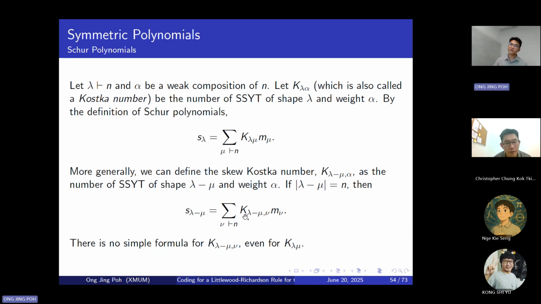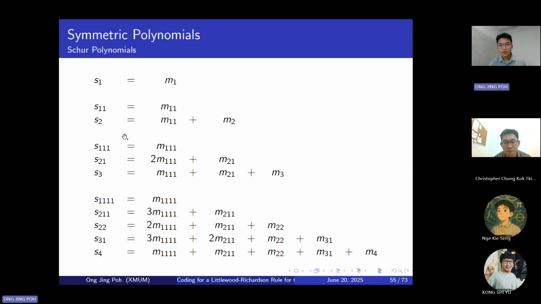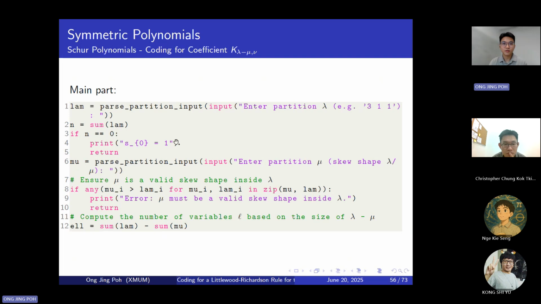And actually, there is no single formula for the Kostka number like M lambda mu, N lambda mu, and R lambda mu. So we can see there's a short table for the coefficient K lambda mu. Again, it is a lower triangular matrix, so it brings convenience to prove the basis part. The coding part is coding for the coefficient K lambda minus mu and nu. So this one will be a little bit complicated.